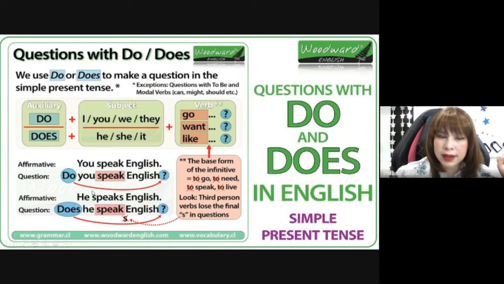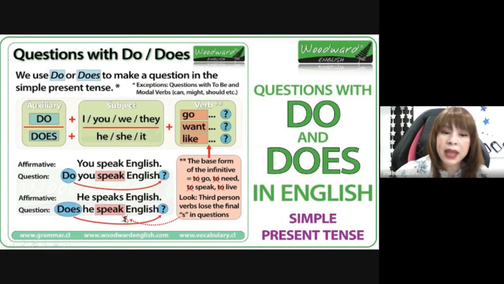Easy, right? Now, what happens when the subject is different from you, I, we, and they? Now, my subject is he. He speaks English. In the affirmative sentence, you observe that the verb contains the S according to the rules. That's correct. But when we make this into a question, now we need the help. Does comes to the rescue and is going to help us with that S. So we don't need to write the S again because does contains the S. Does is the first thing that we write in a question. Does he speak English? We don't need the S anymore because does has it.